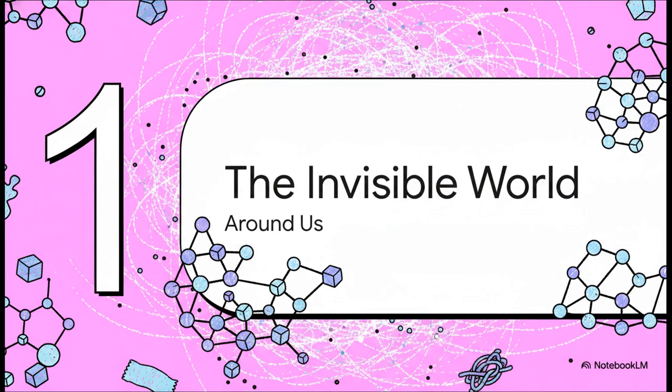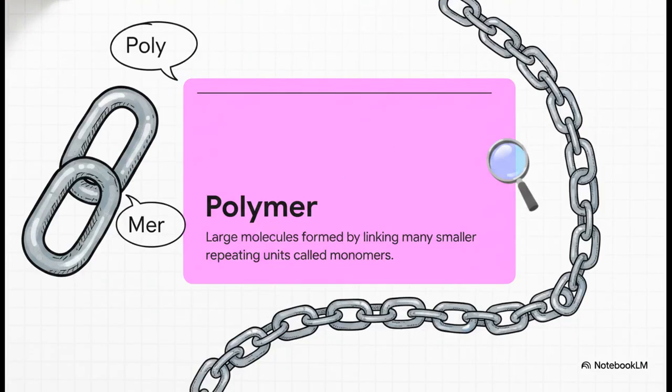Section 1. The invisible world around us. To really understand the materials we interact with every single day, we first have to look at their physical structure. And it all comes down to one core idea. Everything in this category is made of tiny, repeating building blocks.